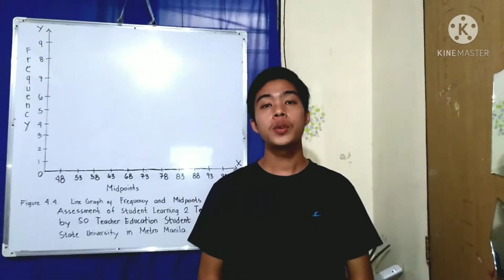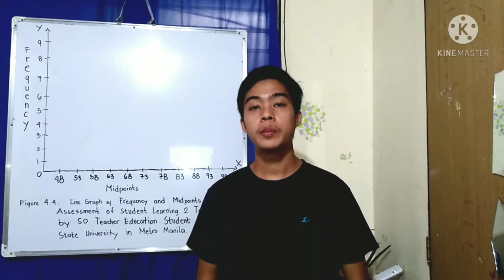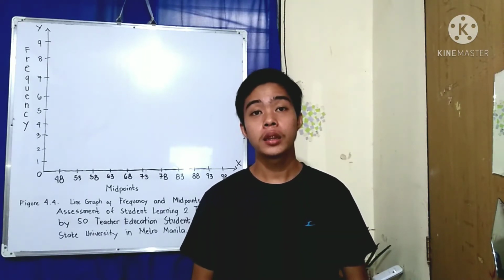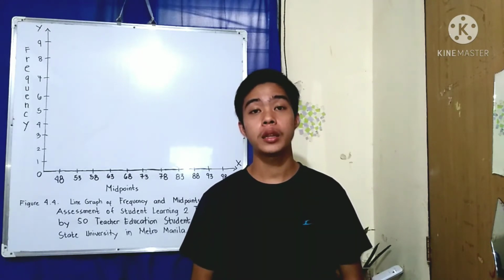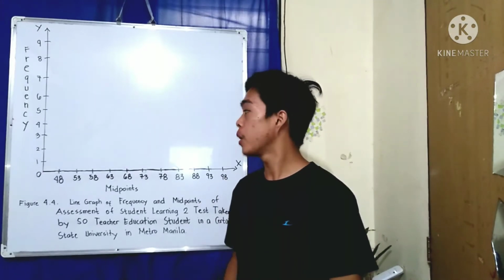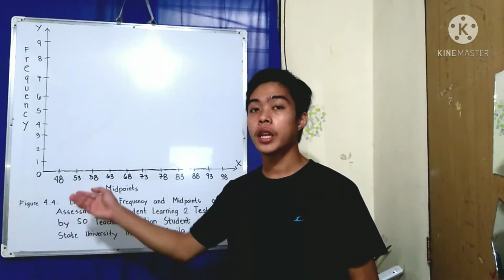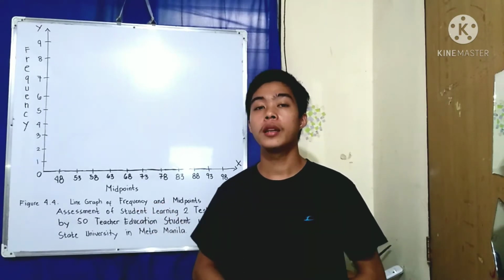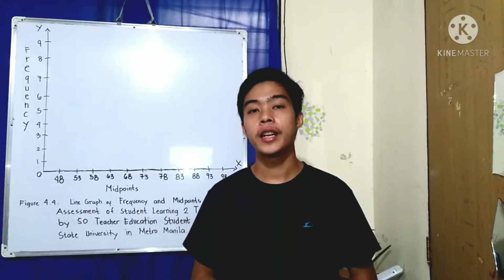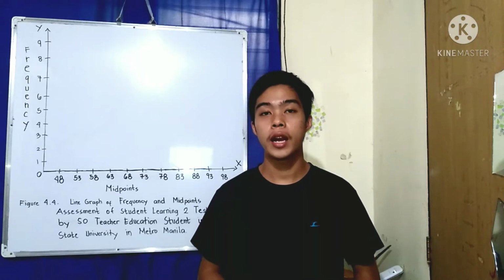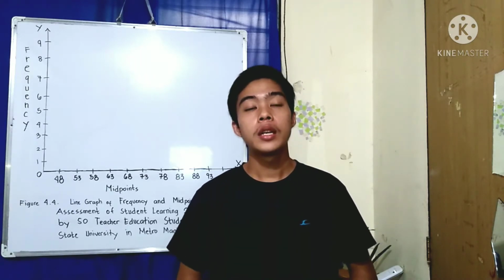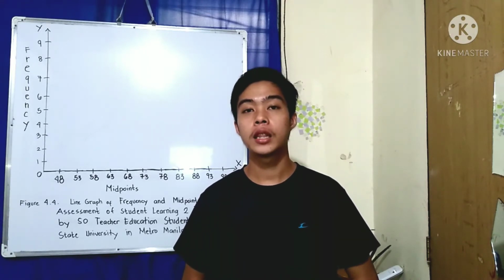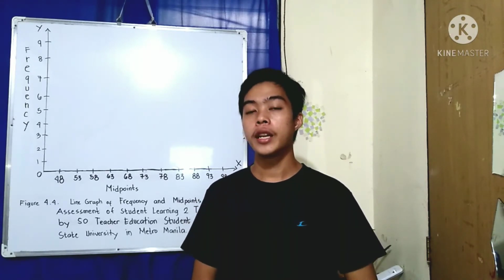So now, since we already know how to get the midpoints, we will start from 48 up to 98. So we will start numbering from our vertex, from 48 to 98. The midpoints should be in the x-axis and the frequency in the y-axis. Now, let's move on to how we graph or plot the dots in our line graph.